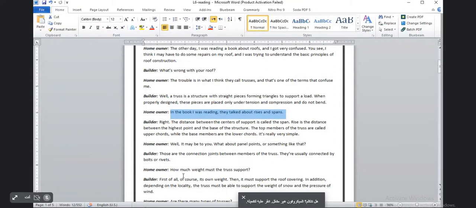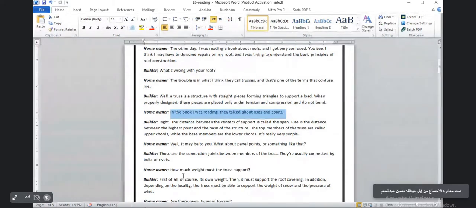Again, what is the rise? No, rise as a verb is يرتفع, but I'm talking about the noun. The height. Height is the noun, meaning ارتفاع. High is the adjective, عالي. So the height of the house. In English, Huda, we have verbs and we have nouns, and some words are both a noun and a verb at the same time. So the rise is the height, يعني الارتفاع، and the spans are the distances, المسافات.